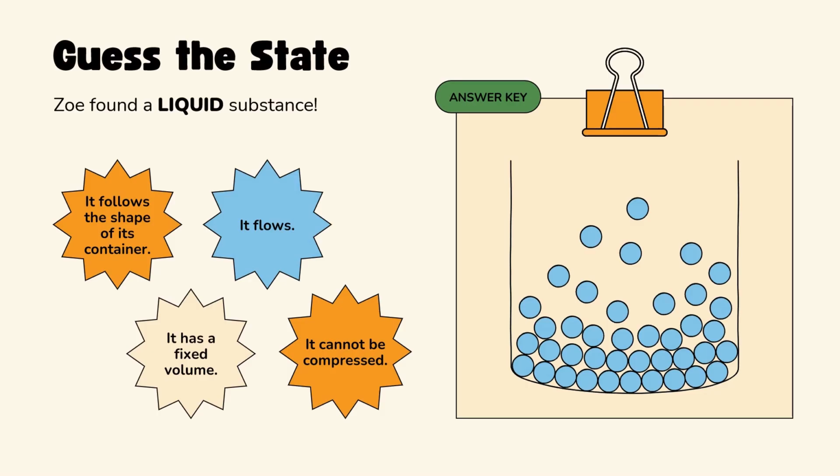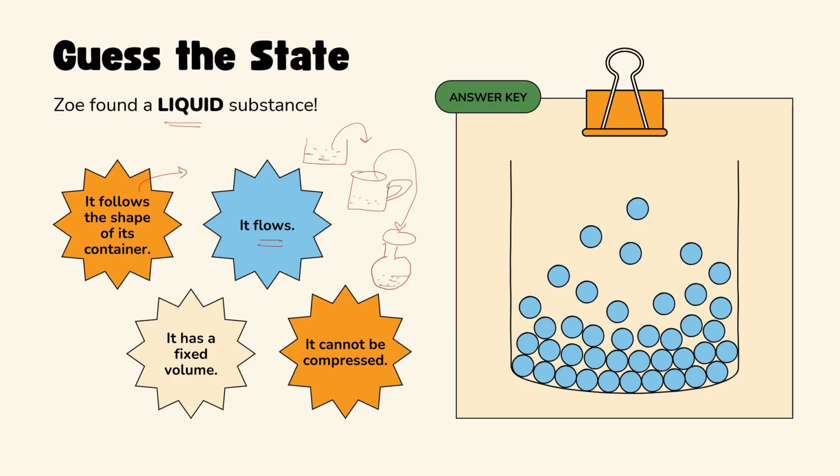If you answered that Zoe found a liquid substance, you are correct. It follows the shape of the container. For example, if you take water, which is in a tank, and now you pour this water into a glass or a mug, this water will take the shape of the mug when you add it. Similarly, if you add it to a round bottom flask, then this water will take the shape of the round bottom flask. So it follows the shape of its container.